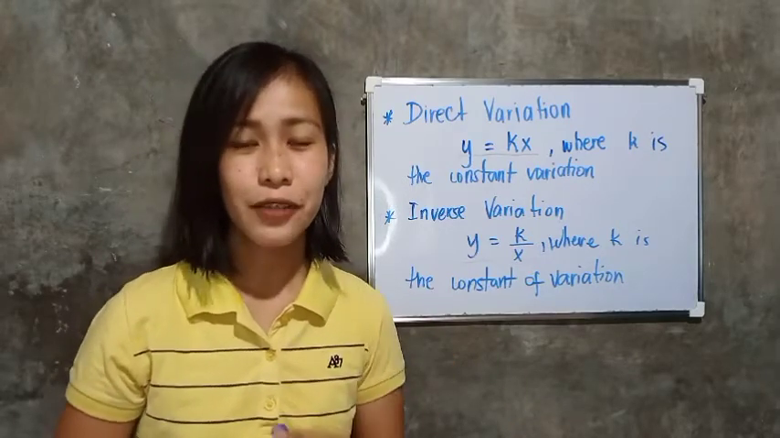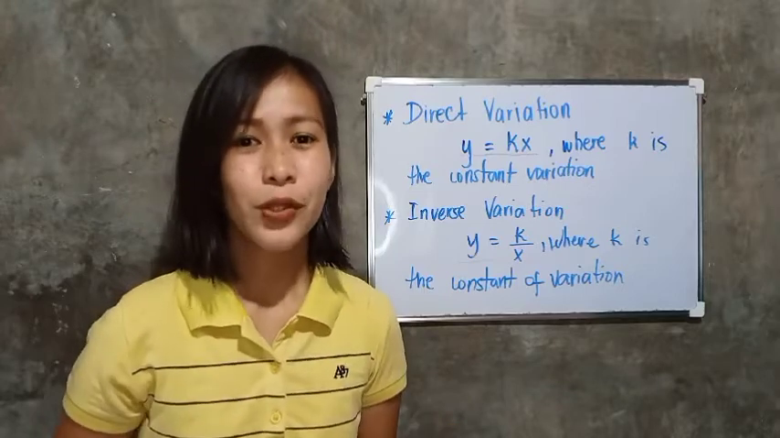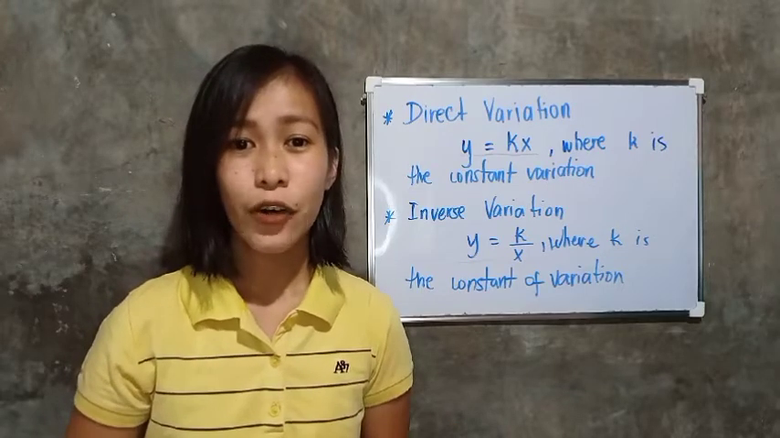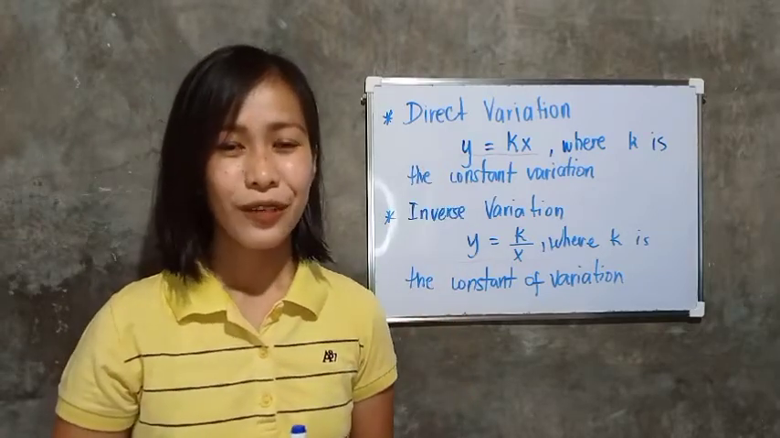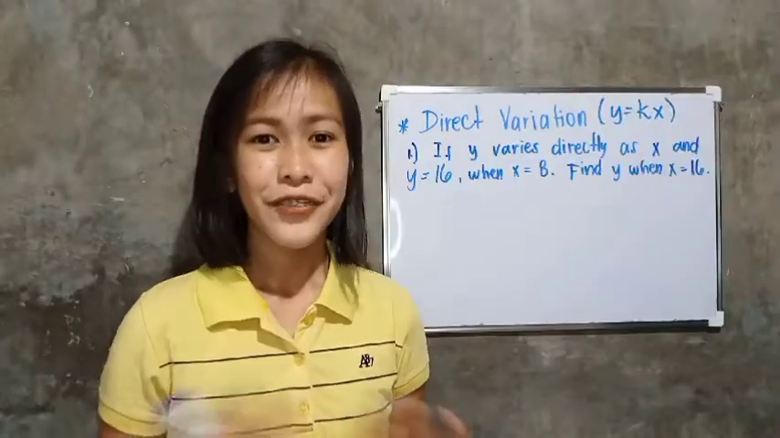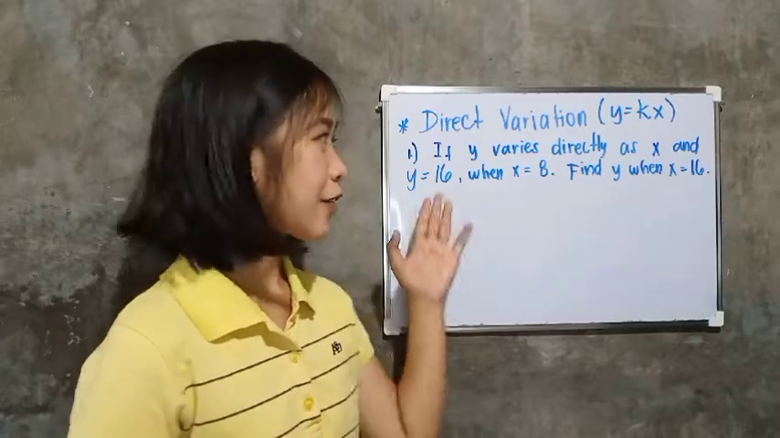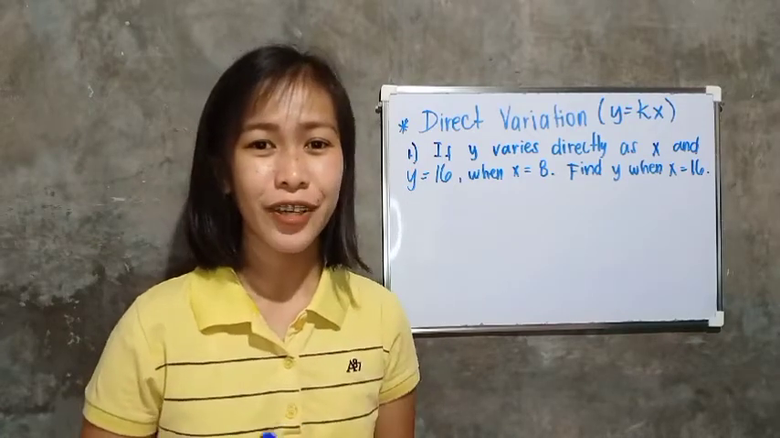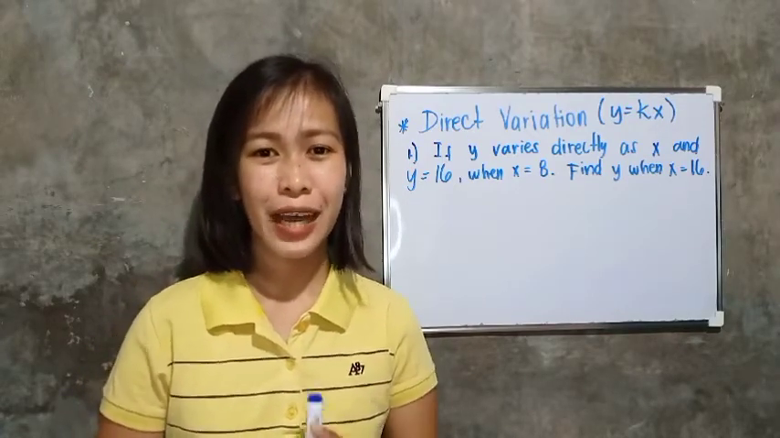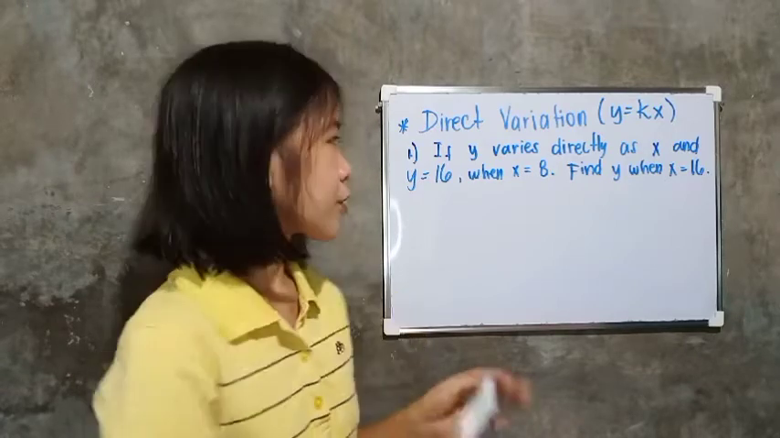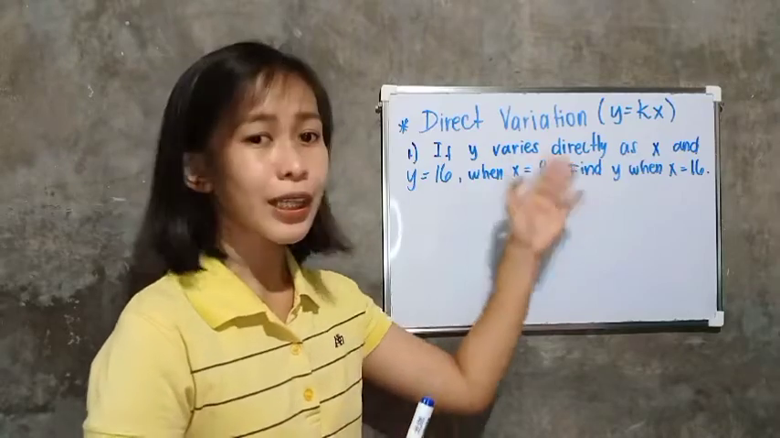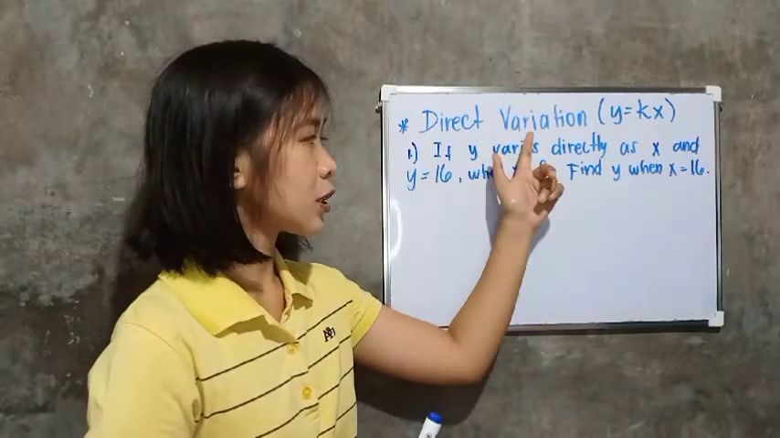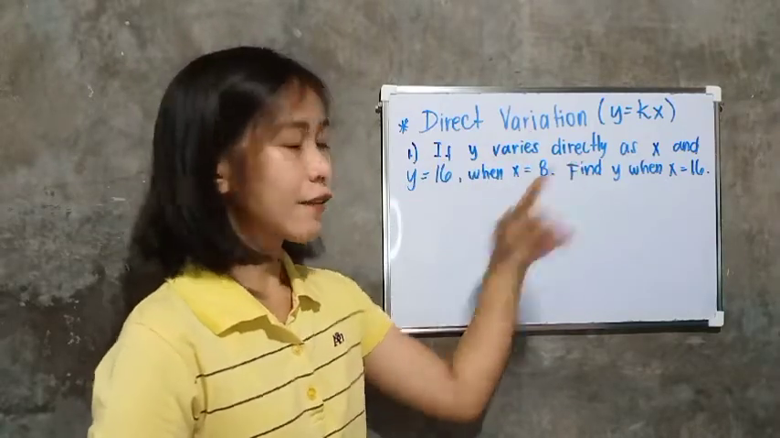So, yun na nga, ibinigay ko lang sa inyo ang meaning. Ipagpatuloy mo tong video na to and magbibigay ako ng more examples about direct and inverse variation. Alright? So, for our first example in direct variation, alam nyo, madali lang to. Sundan nyo lang yung mga steps na ibibigay ko. Alright? So, we have number 1. If y varies directly, so meaning to say direct variation yan, from the word itself directly.